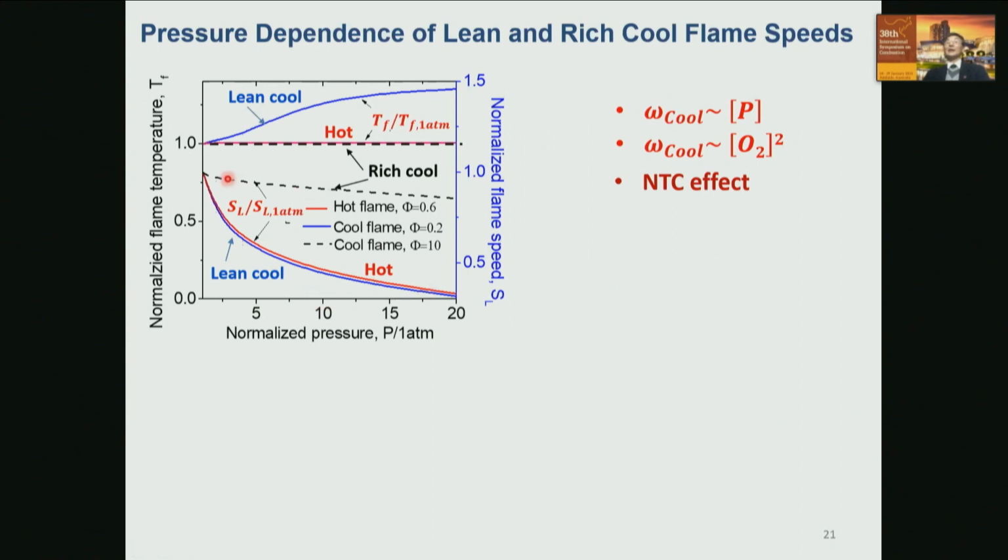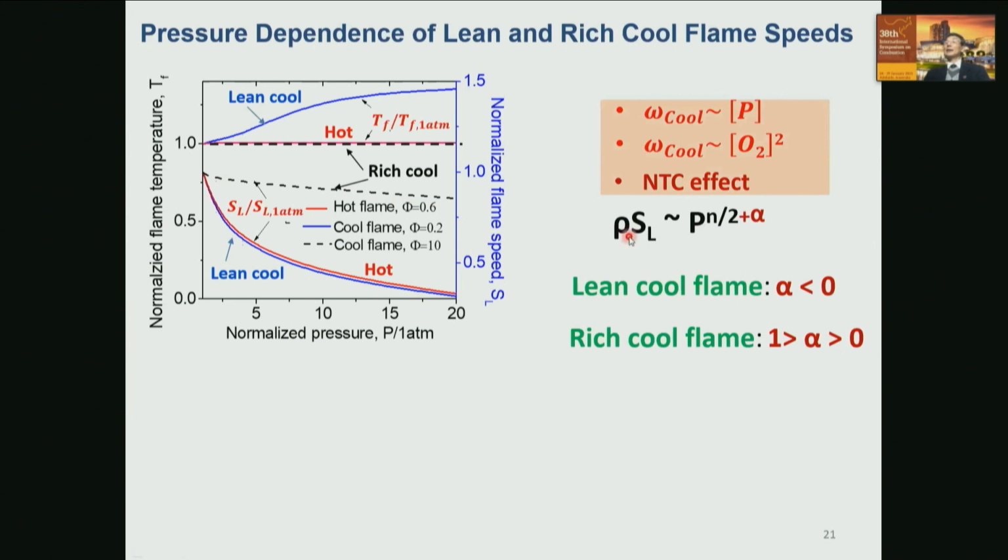Interestingly, on the fuel rich side, you can see the flame speed barely changes with the increase of pressure. This is because there's no NTC effect, while with the increase of pressure, the reactivity increases as well. So what I summarize is that in cool flames, the mass burning rate is proportional to the pressure to the reaction order, but you also have to correct it by alpha. This alpha is due to the oxygen and NTC effect. For lean cool flames, alpha is less than 0 because it has a strong NTC effect. However, for rich cool flames, alpha is larger than 0 and less than 1 because there's no NTC effect, and then the reactivity increases with the pressure.